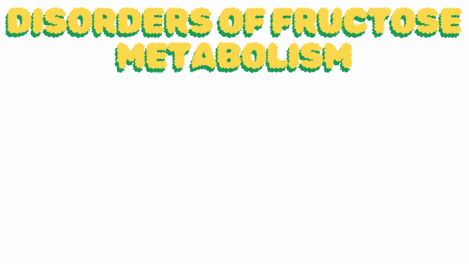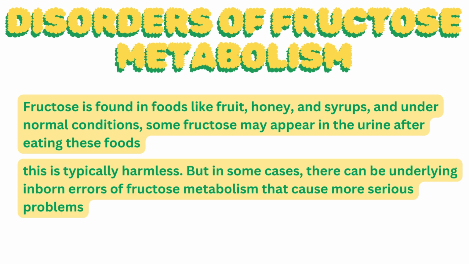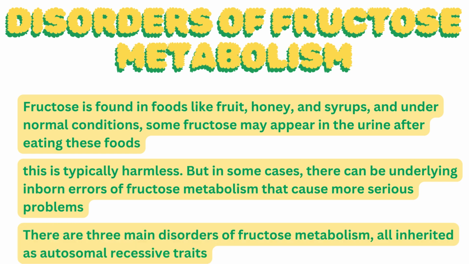Now, let's move on to fructose metabolism. Fructose is found in foods like fruit, honey, and syrups, and under normal conditions, some fructose may appear in the urine after eating these foods. However, this is typically harmless. But in some cases, there can be underlying inborn errors of fructose metabolism that cause more serious problems. There are three main disorders of fructose metabolism, all inherited as autosomal recessive traits.